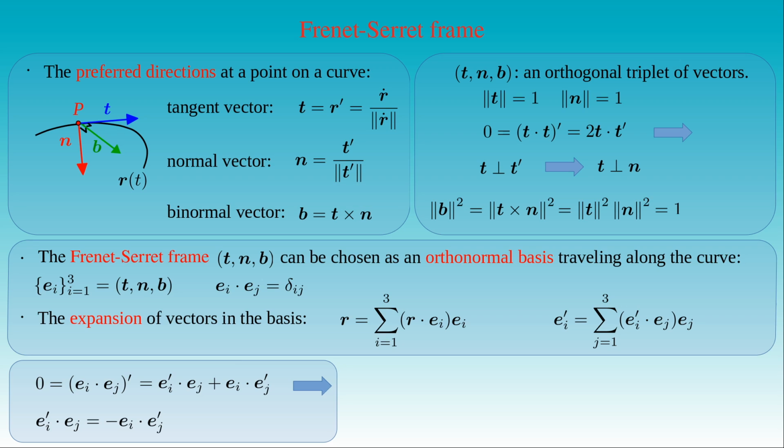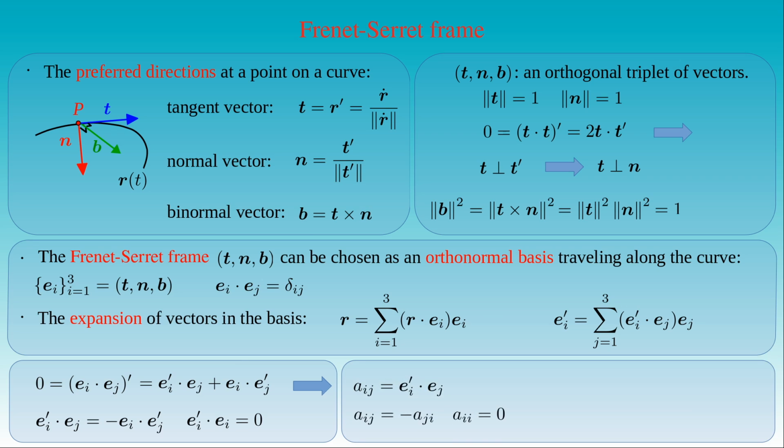If the index i is equal to the index j, both sides of this equation must vanish. Then we just have a vanishing dot product of E_i prime and E_i, that is, any basis vector is perpendicular to its derivative, as we expect for unit vectors. If we define the matrix A_ij with the entries E_i prime dot E_j, we see that this matrix is antisymmetric and trace-free, which follows from its antisymmetry. Let us denote the non-vanishing off-diagonal elements of this matrix with alpha, kappa and tau.